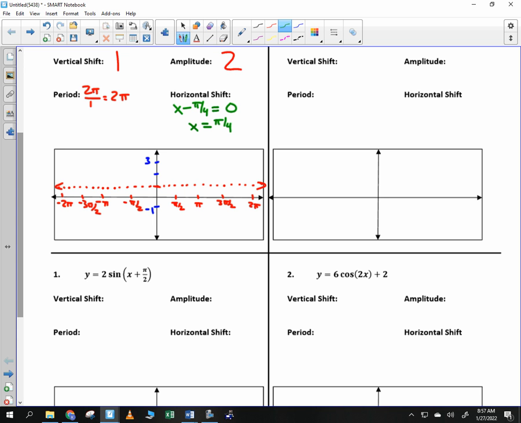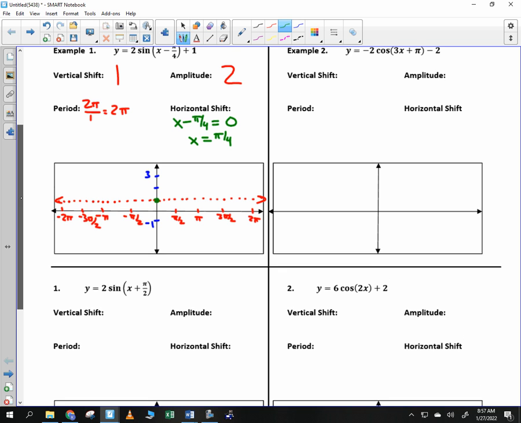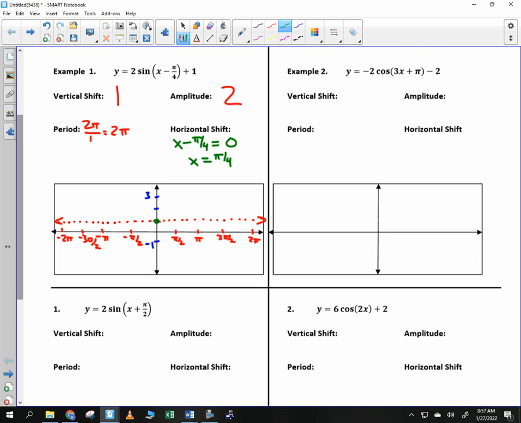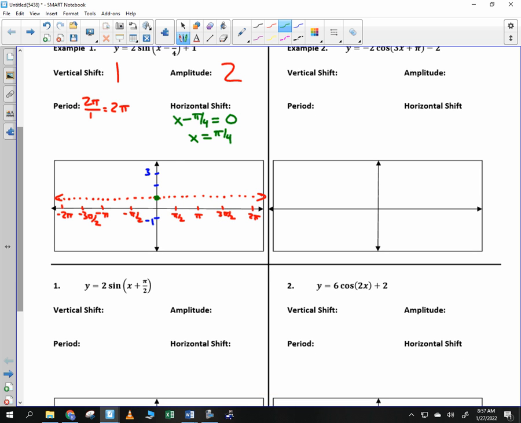Sine starts at the max, min, or middle. Starts at the middle. And if it's positive sine, will it start by going up or going down? It's going to go up. So at this spot, I'm up here. Cross back over the middle. Down to the bottom. And back up.